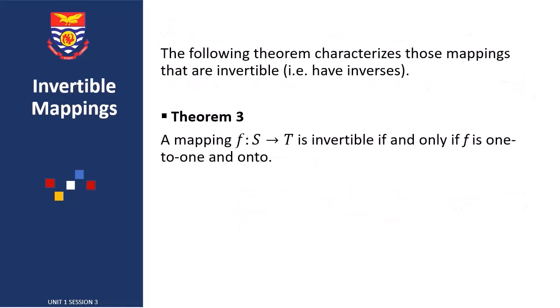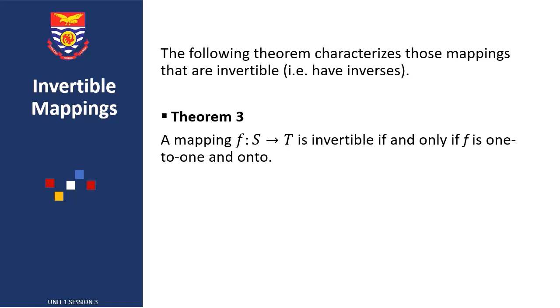Good. So let's look at this theorem. This theorem characterizes the mappings that are invertible, that have an inverse. When you say a mapping has an inverse, how do you state the theorem? The first one: a mapping f from set S to T is invertible if and only if it is 1 to 1 and onto.